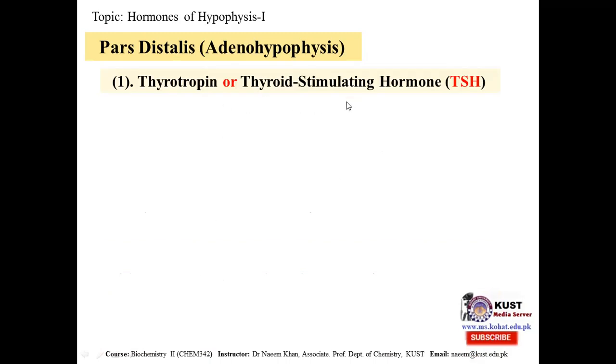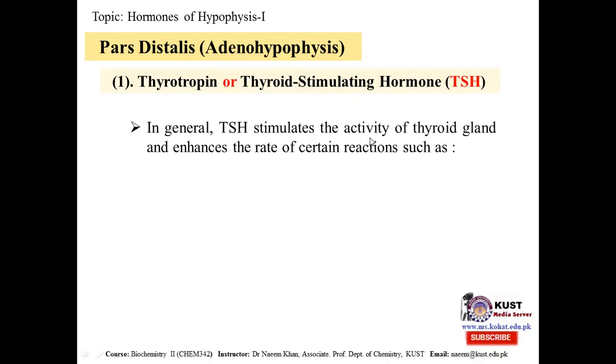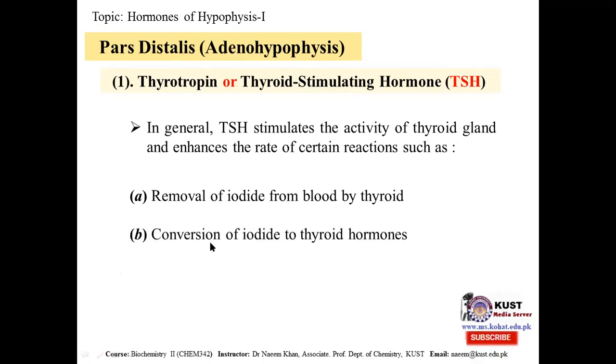Thyrotropin, or thyroid stimulating hormone, in general stimulates the activity of the thyroid gland and enhances the rate of certain reactions, such as removal of iodide from blood by the thyroid, which is very important for thyroxine synthesis, and conversion of iodide to thyroid hormone. We know that the thyroid gland has two important hormones, T3 and T4. So iodine is taken up from the blood by the activity of thyrotropin. Release of hormonal iodine from the thyroid is also under the control of this hormone.